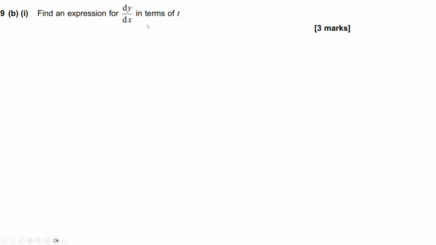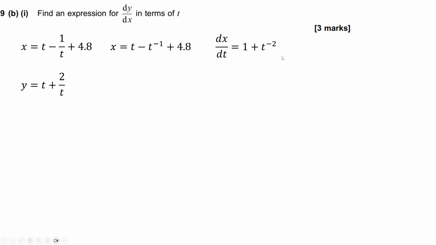Find an expression for dy by dx in terms of t. If x equals this and y equals this, we can just differentiate x with respect to t and y with respect to t, and then form an equation which is dy by dx. 1 over t is just t to the power of minus 1. This differentiates with respect to t as 1 minus minus 1 t to the power of minus 2, and then the plus 4.8 just goes away because it's a constant.